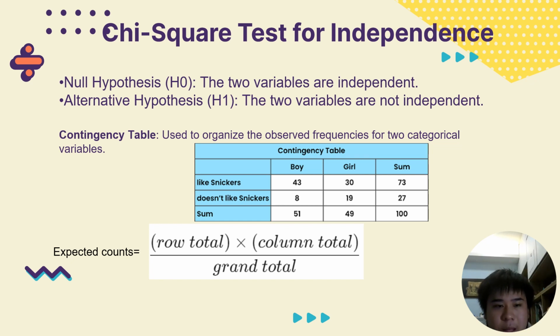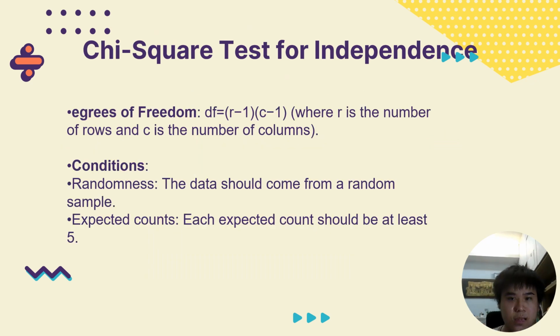Also, this is really important: the contingency table. It is used to organize observed frequencies for 2 categorical variables. Let's look at the example. We have boy or girl, and likes sneakers or does not like sneakers. To find the expected counts, you multiply the row total times the column total divided by the grand total. So for boys who like sneakers, you type 73 times 51 divided by 100. For girls, you take 27 times 49 divided by 100. That's how you find the expected counts for a chi-square test.